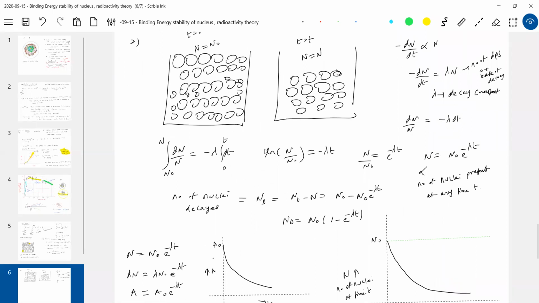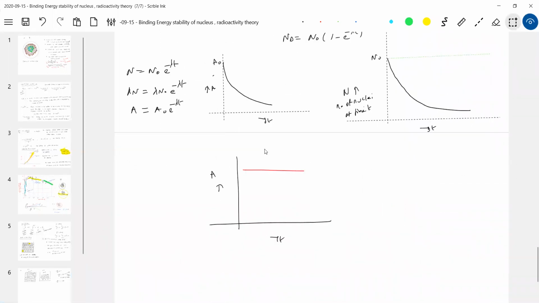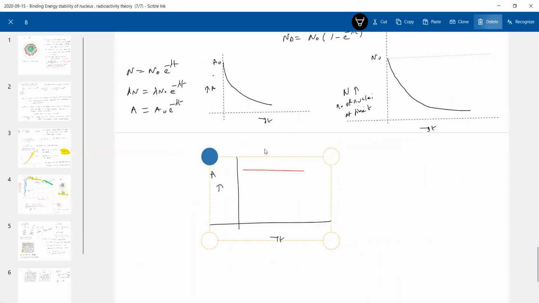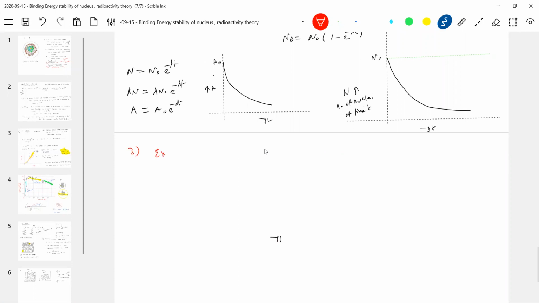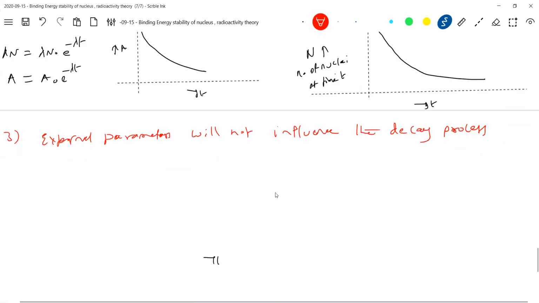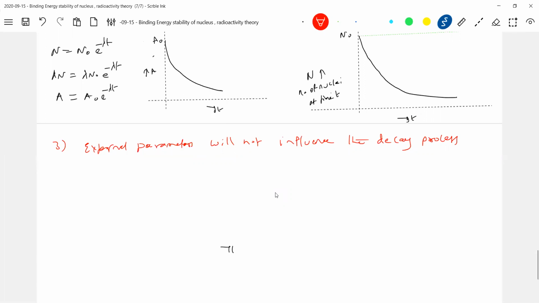There's one more thing. Radioactivity doesn't depend on where you perform it. If it's unstable, it will undergo decay and finish it all, and the number of disintegrations per second will keep on decreasing. That's the third condition. External parameters will not influence the decay process, so we need not bother about anything of that kind. Where it is kept, what the acceleration due to gravity is, 9.8 or 10, whether you keep it in space, on Earth or on any other planet, whatever decay it should undergo, it will undergo.